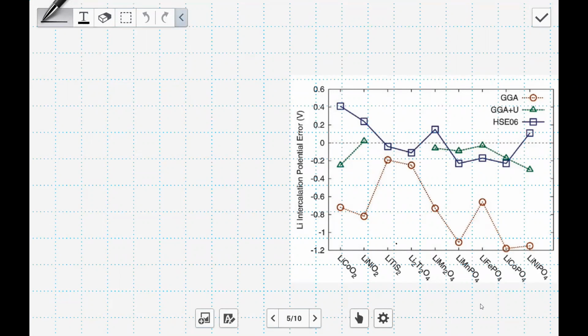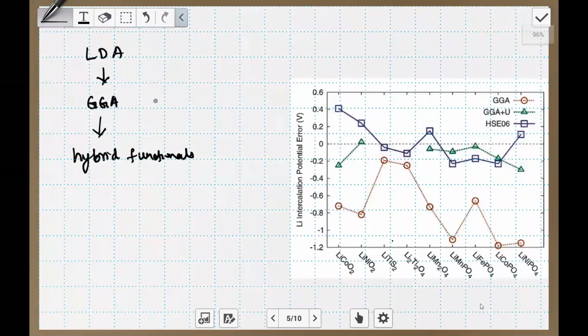So if you look at this, the LDA is the simplest form of approximation. Then you have GGA, then you have more and more expensive methods, hybrid functionals, which are more accurate most of the time than DFT plus U and so on. DFT plus U doesn't introduce too much additional computation time, but hybrid functionals do introduce a lot of computational time.